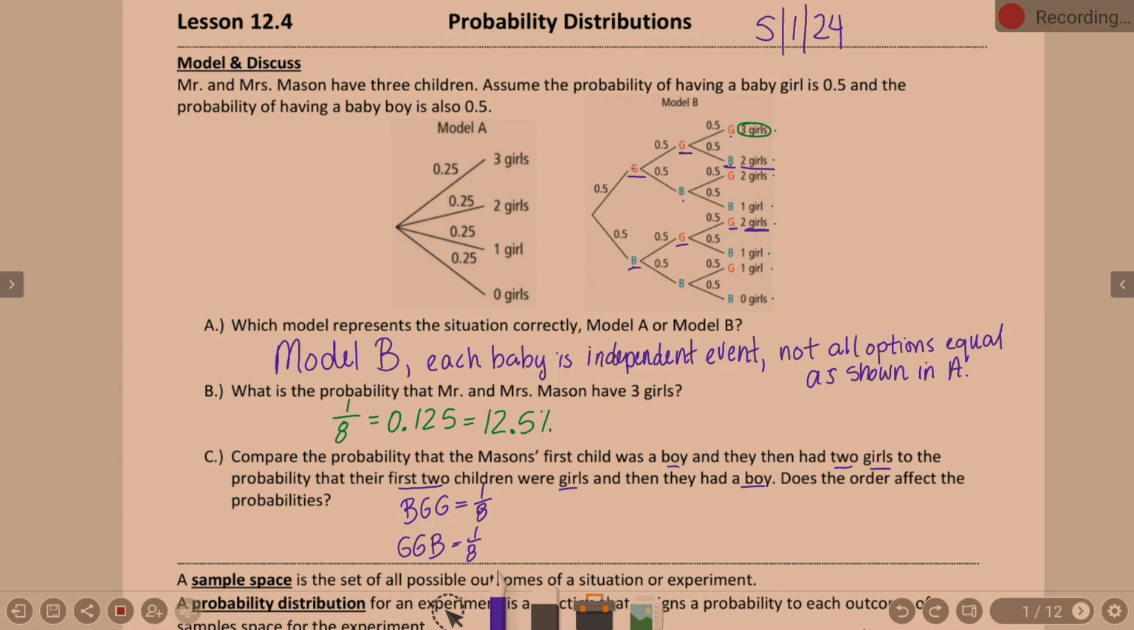And that has to do with every time you have a baby, the probability of boy versus girl is 1/2. So it's 1/2 for the first baby, times 1/2 for the second baby, times 1/2 for the third baby. Order does not make a difference because each probability is 1/2.